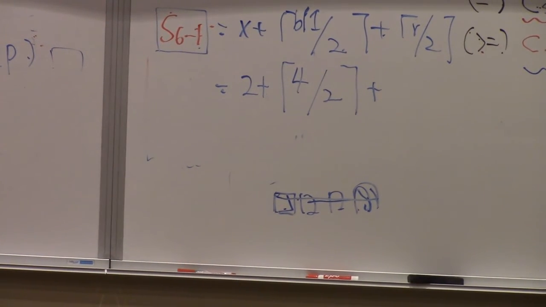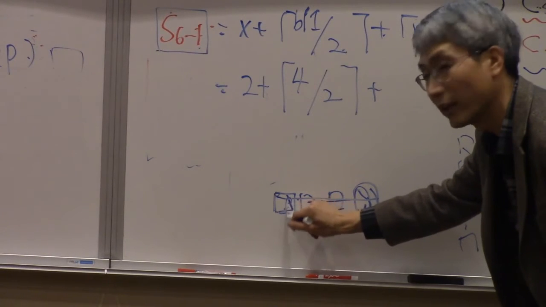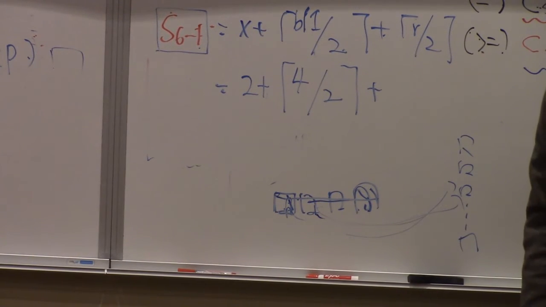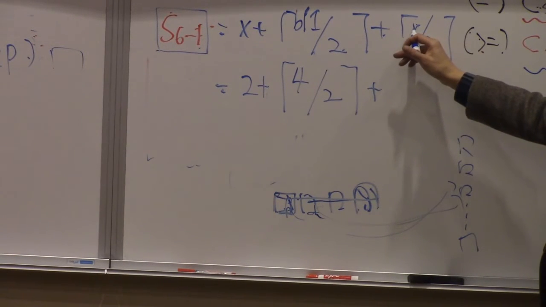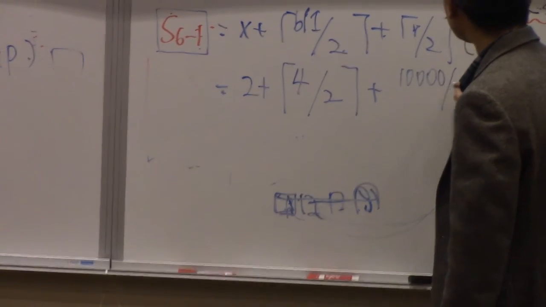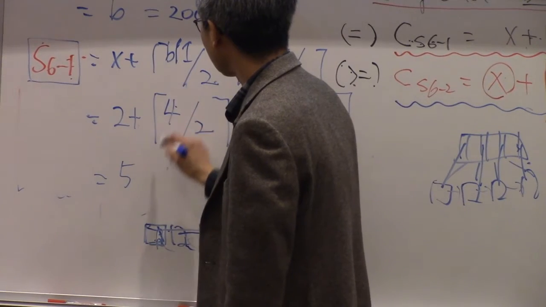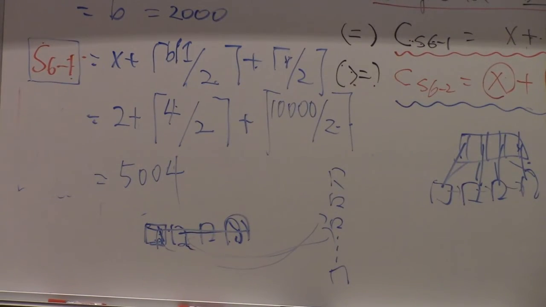Then, how many records total? We have the index, then using the data pointer, we need to access all of these. How many? It's 10. How many blocks do we need? This one is R. R means the total records. So 10,000 divided by 2, 5,000, plus this one is 2, plus 4. So 5,004 IO we need. So 5,004 IO we need.